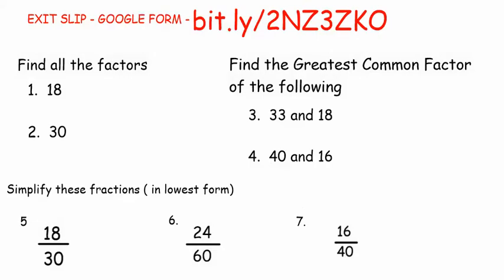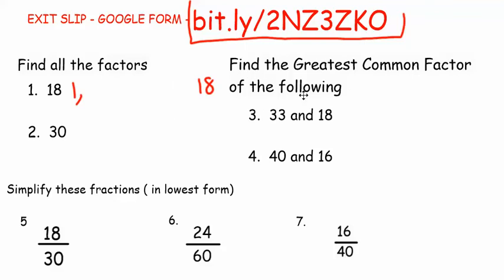All right, so last thing, this is your exit slip. You have 7 questions, that's it. You need to go to this website, it is a Google form, and you need to solve these 7 questions. First thing here, list out all the factors. Please list them in order from least to greatest and use a comma in between, okay? So in this case, your first number should be a 1 followed by a comma. Your last number should be an 18, okay?